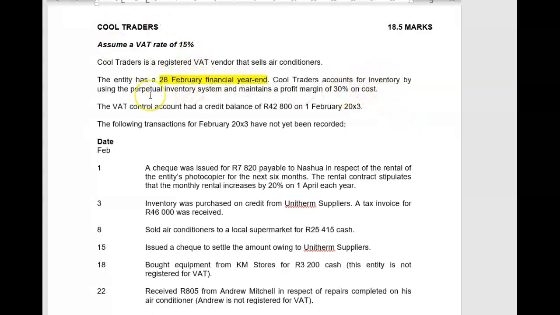Cool Traders accounts for inventory by using the perpetual inventory system, and they maintain a profit margin of 30% on cost. Now let's just stop the bus right there. What does that mean? Maintains a gross profit percentage or profit margin of 30% on cost. So if we write cost, that is the cost price of a product, then obviously we add a profit to the cost price of the product, and what do we get then? Then we get the selling price of a product.